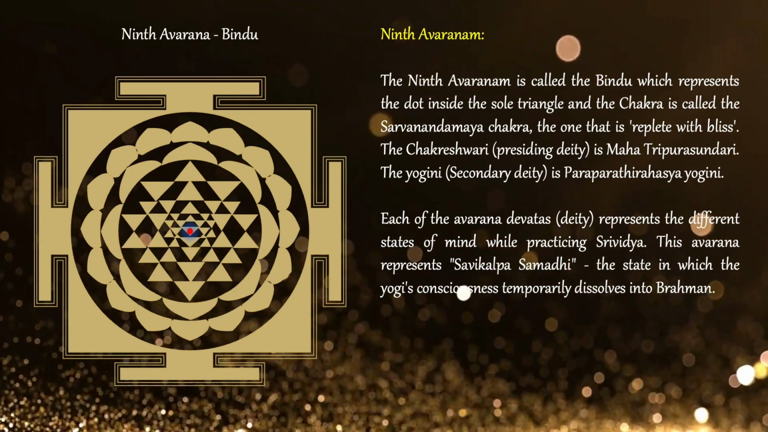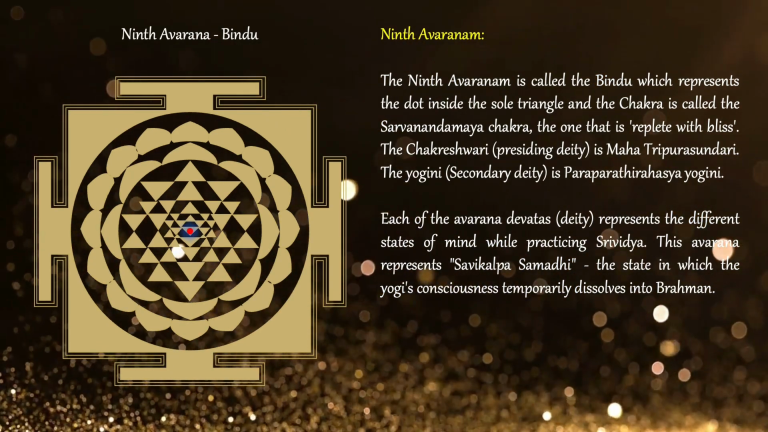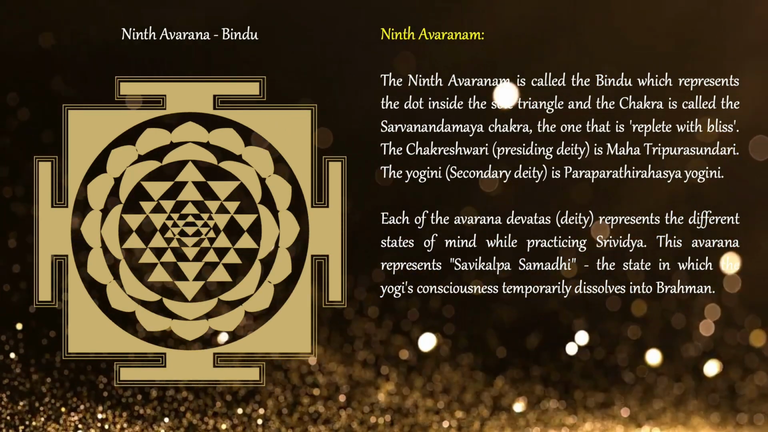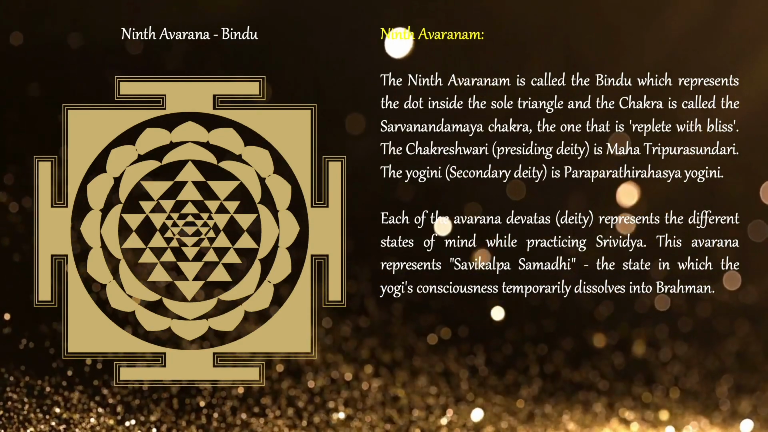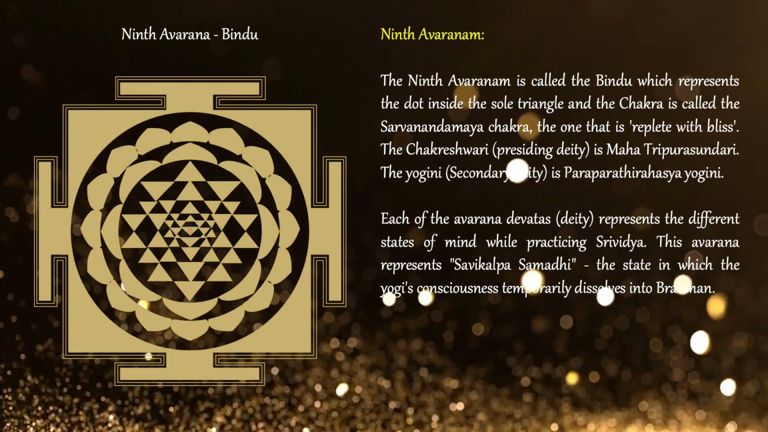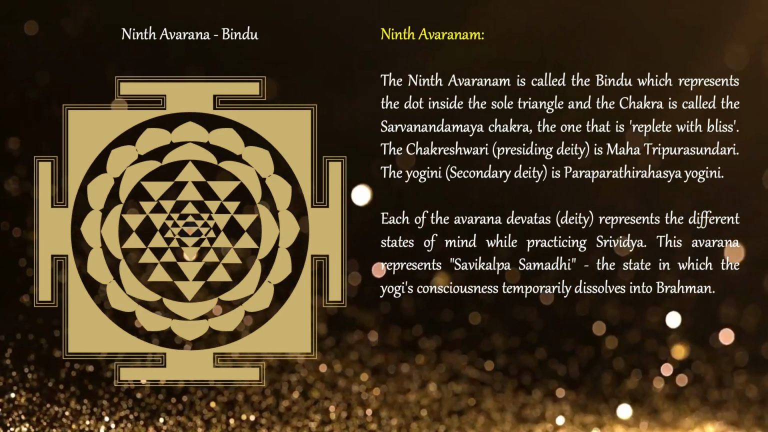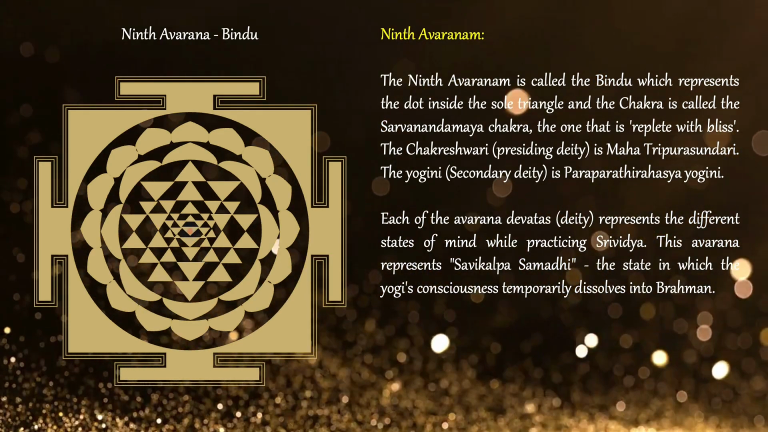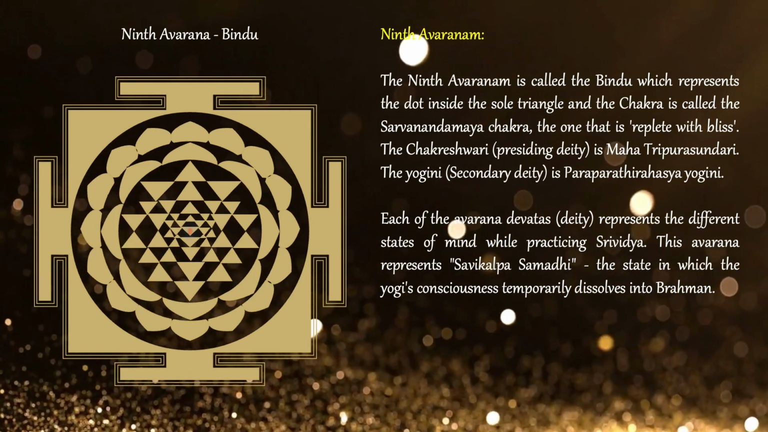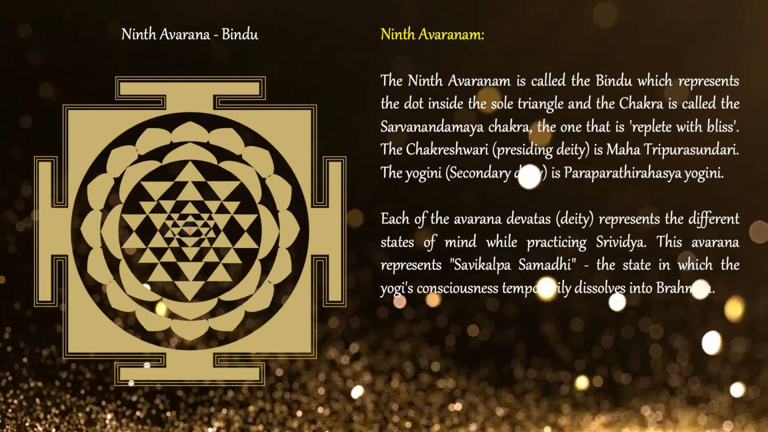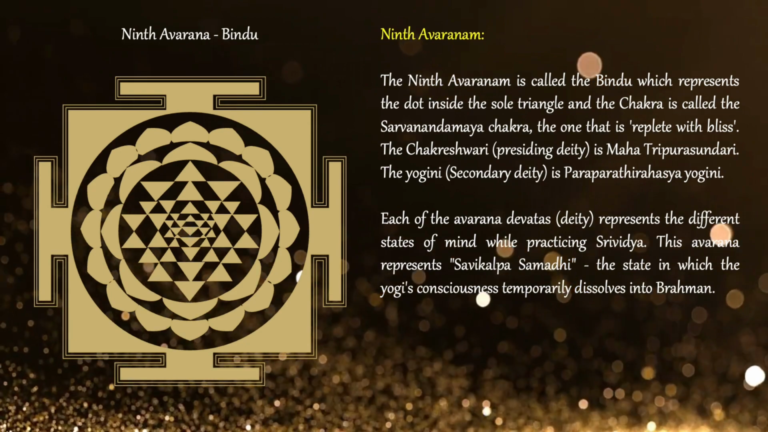The 9th Avaranam is called the Bindu, which represents the dot inside the soul triangle, and the chakra is called the Sarvanandamaya Chakra, the one that is replete with bliss. The Chakreshwari is Mahatripura Sundari. The Yogini is Parapara Atirahasya Yogini.